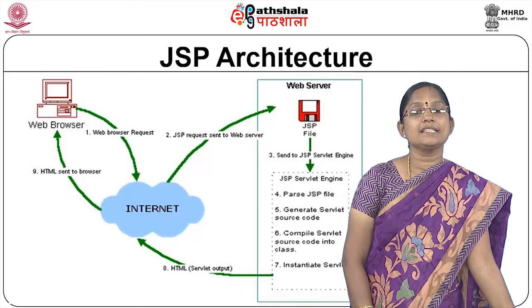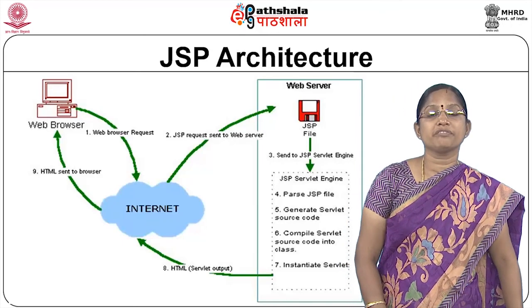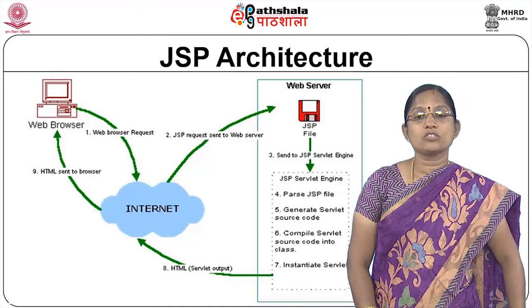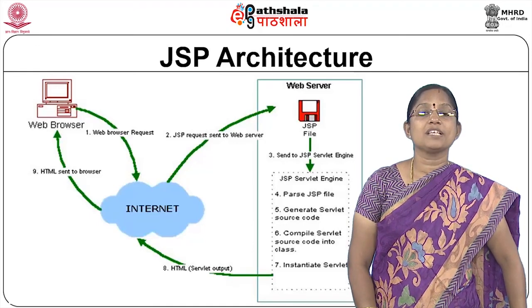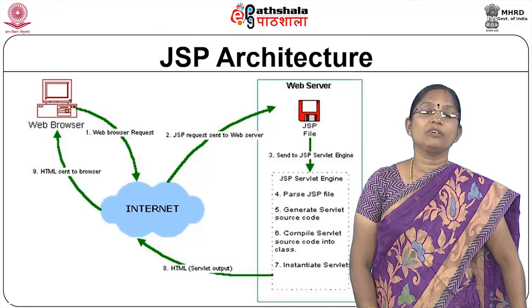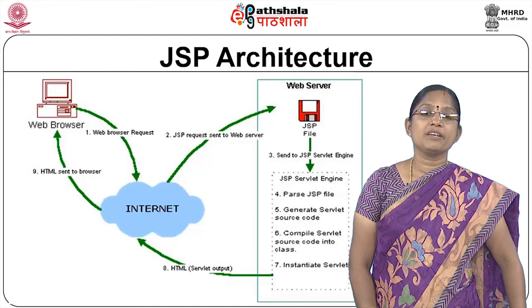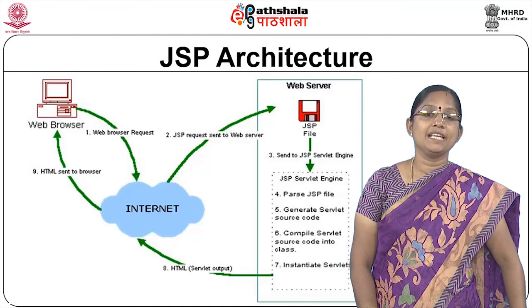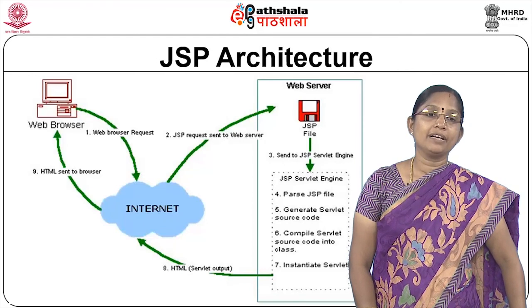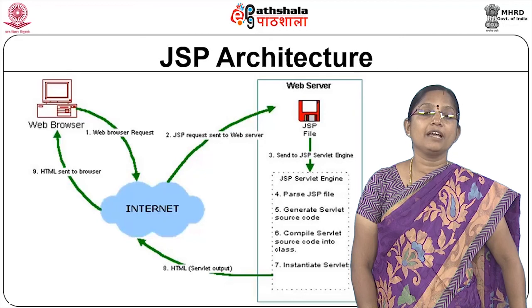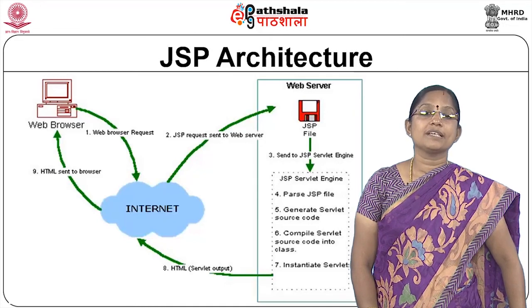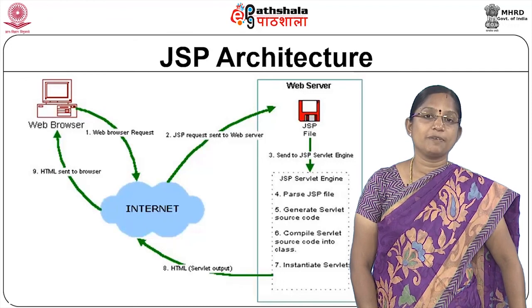Once the servlet is instantiated, that is, the servlet is executed, the response object gets created. The response is basically the HTML response, which we send as the servlet output. Once the HTML response has been generated through step 8, via the internet, again in step 9, it reaches back to the web browser as a display or output. So this is how the generation of dynamic web pages can be done through JSP. This is our JSP architecture.